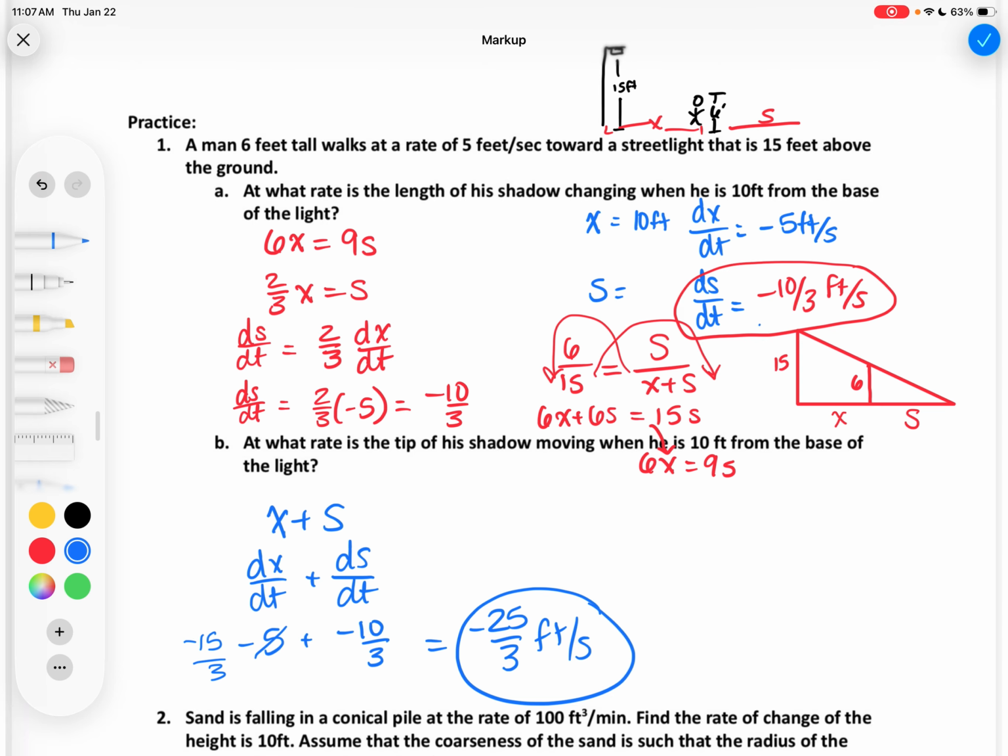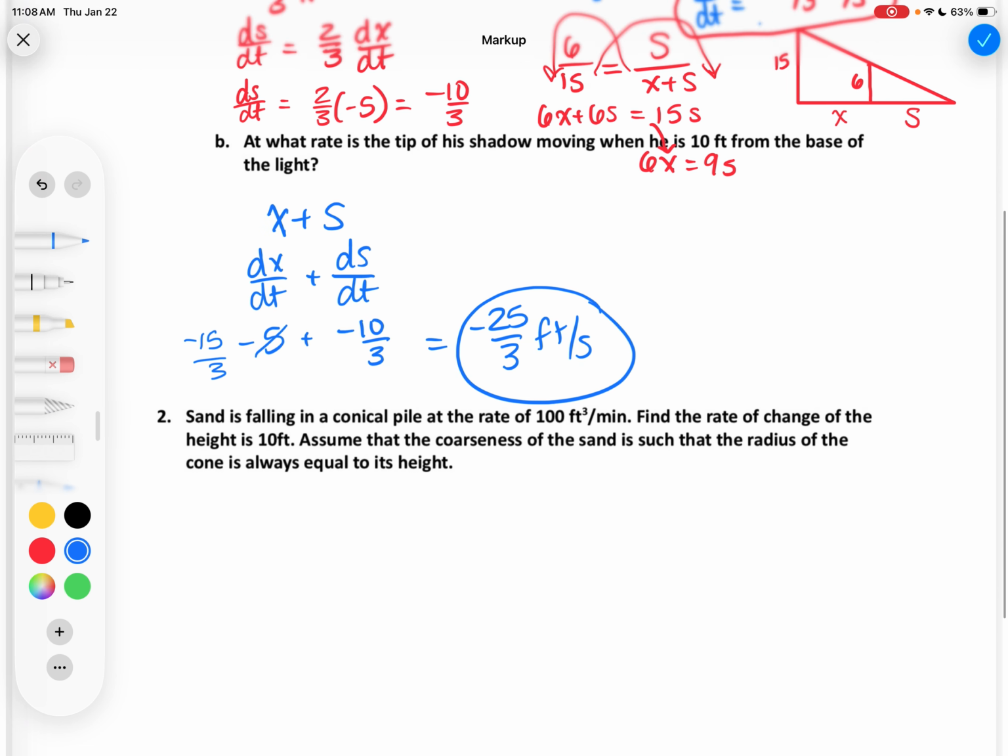So one of the big things to notice is the difference here is in the first part A, he was technically standing still. In part B, he was moving. So that's kind of the difference in those two problems there. Anyways, that's it on that one. Next one.